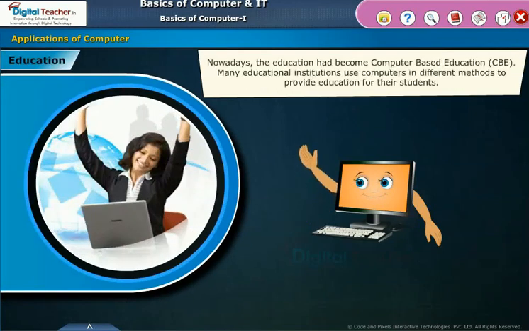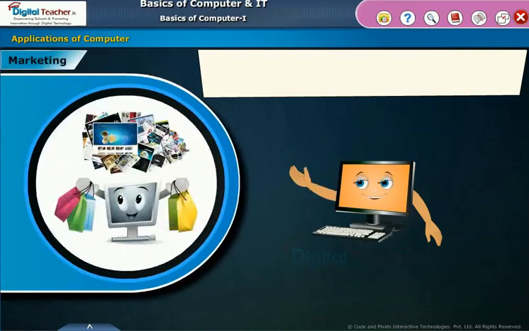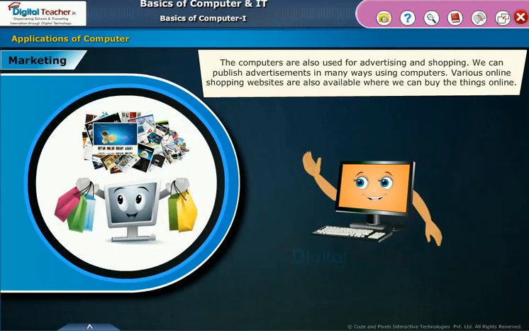Education. Nowadays, education has become computer-based education, CBE. Many educational institutions use computers in different methods to provide education for their students. Marketing. The computers are also used for advertising and shopping. We can publish advertisements in many ways using computers. Various online shopping websites are also available where we can buy things online.